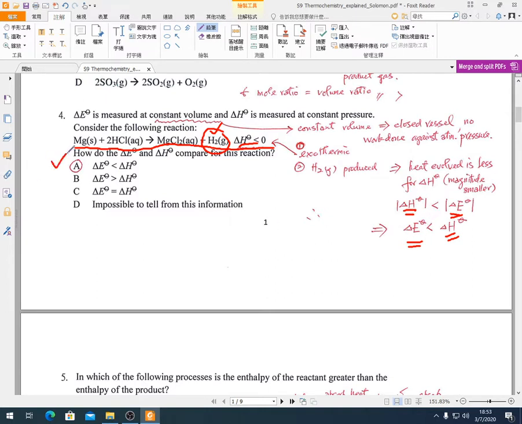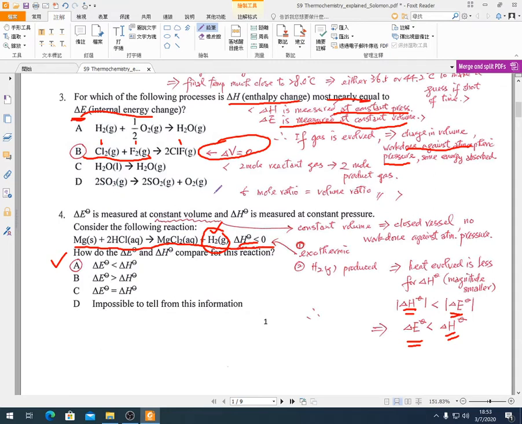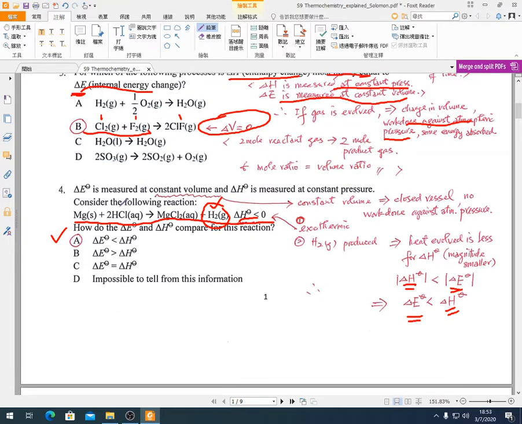So we have A here. Hope you understand this one. If you don't understand number 3 and 4, it's okay. It's only borderline. You're not going to get a 5 double star, you just get a 5 star. It's okay. It's good enough.